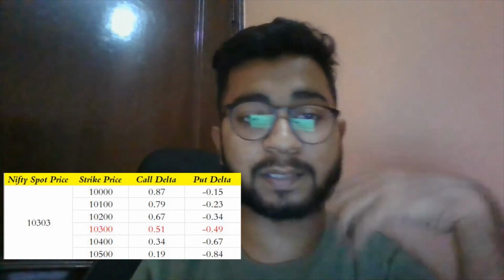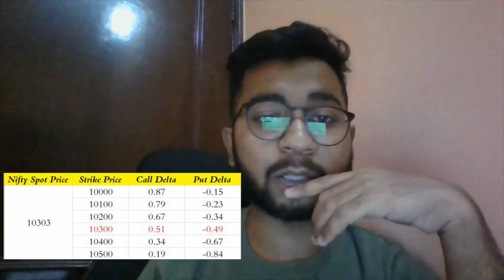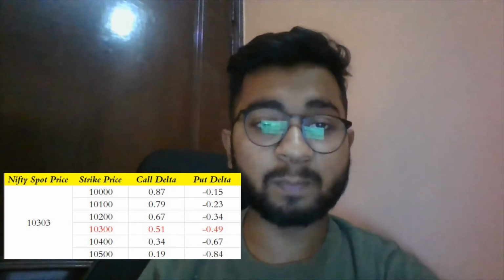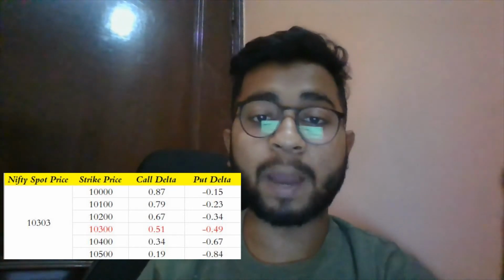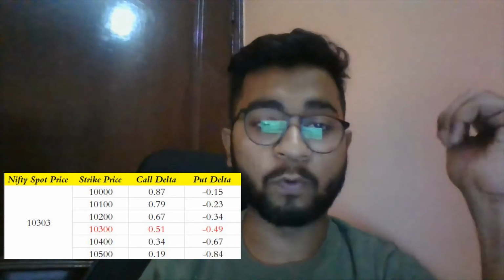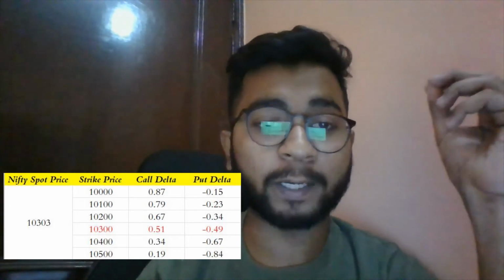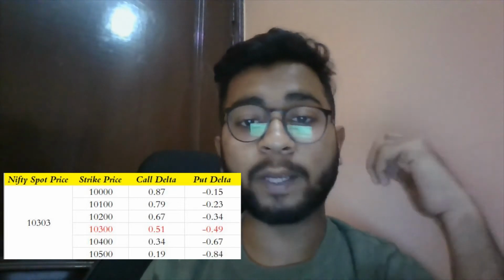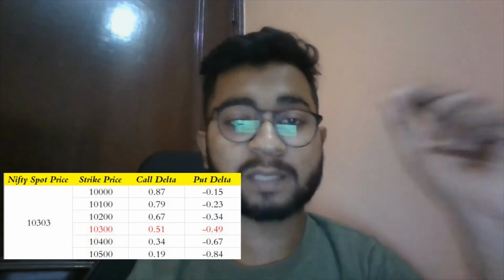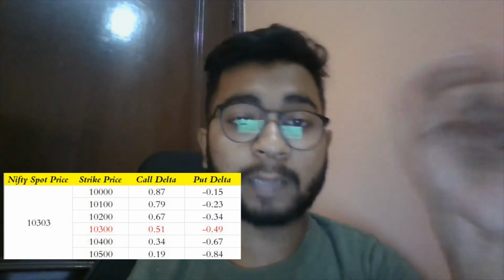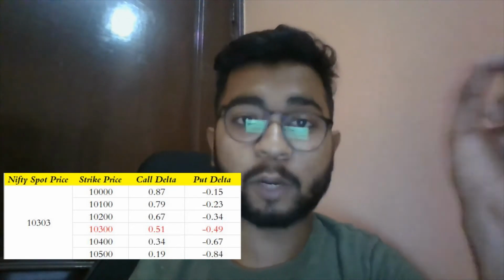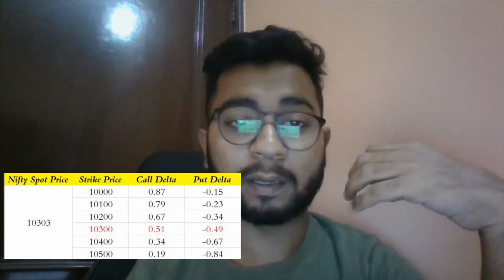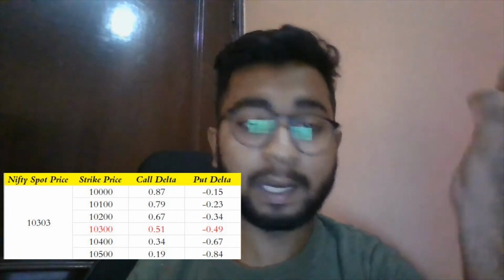So let's just look at this slide once. What it is talking about is that if the Nifty spot price moves up by 10 points, then by how many points will the options move? When we talk about the 10,000 call, when the strike price is 10,000, the call delta is 0.87. So if the spot price moves up by 10 points, the 10,000 call option will move by 0.87 multiplied by 10, that is 8.7. That is the use of delta.